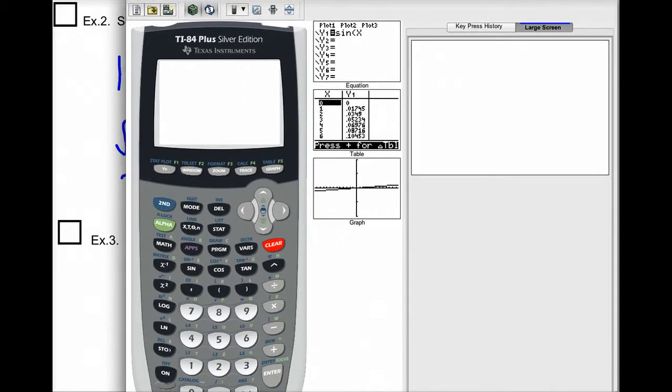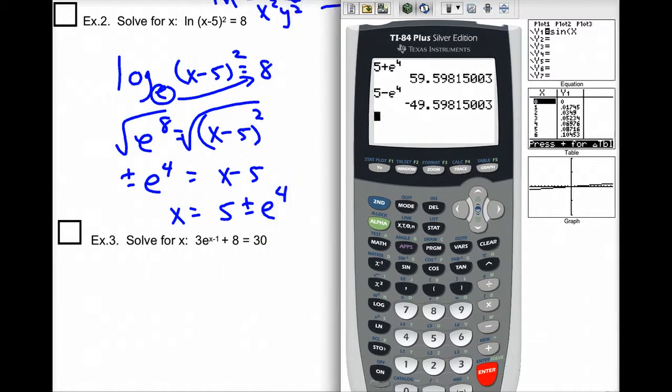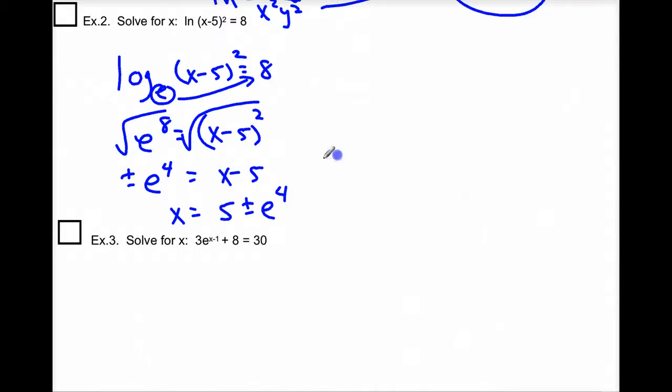Calculator up for you. We're going to go 5 plus secondary ln 4. There's one possible answer, 59.5982. And then 5 minus secondary ln of the 4th here, negative 49.5982. So those are our possible answers, 59.5982 and negative 49.5982.